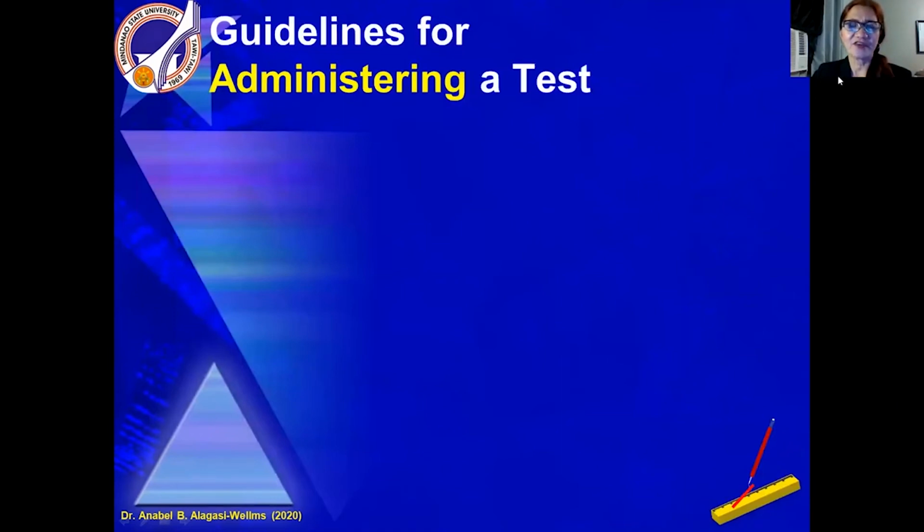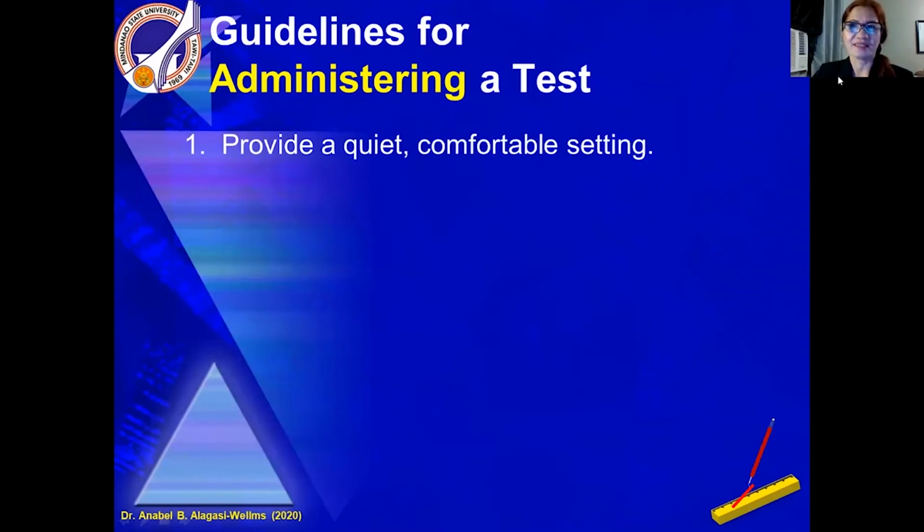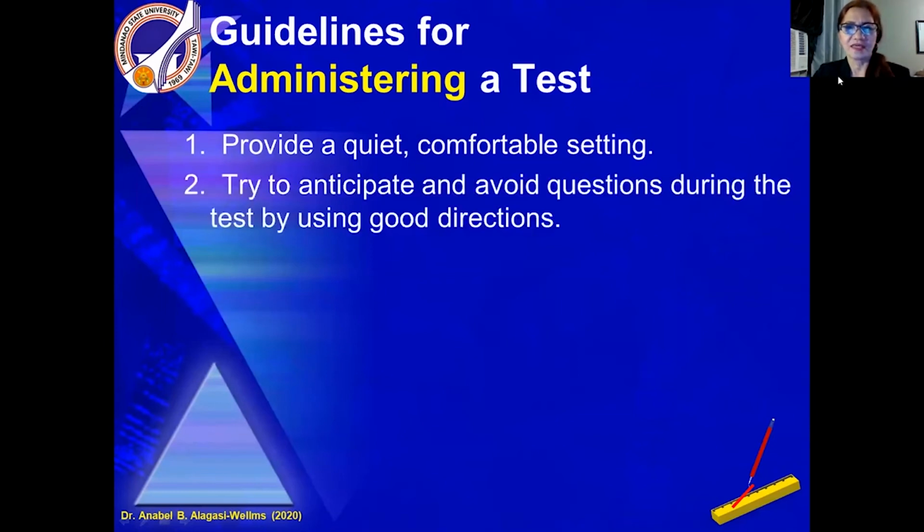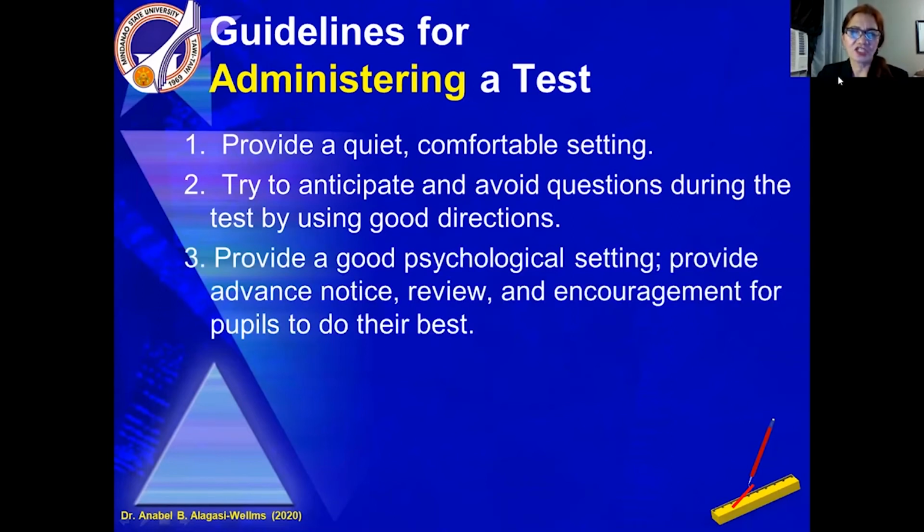Okay, guidelines for administering a test. So now we already have prepared the test. We are now ready to administer the test. First, provide a quiet, comfortable setting. This is a given. That's why we always consider the venue of the test. It should be quiet, not so cold and not so warm. They're comfortable. Try to anticipate and avoid questions during the test by using good directions. So when you administer a test, make sure that the directions are clear so that test takers would avoid asking questions.